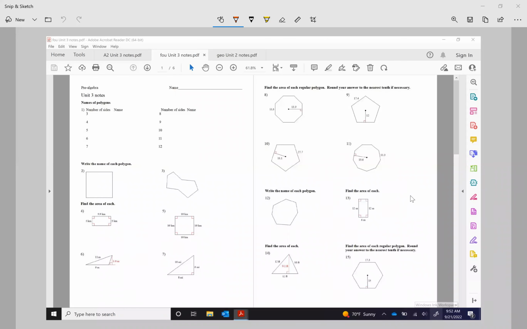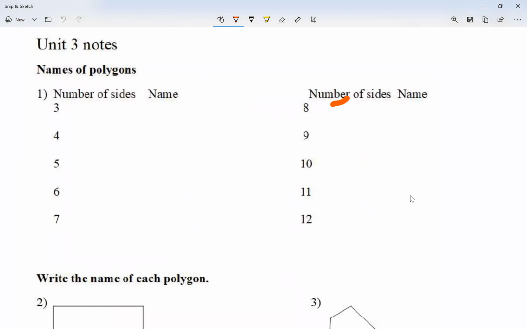All right, so for this unit, we're going to start with polygons. We're going to be looking for today. I'm going to be working questions 1 through 3. So let's take a look at the first one. Question number 1 is really not a question. Question number 1 is actually notes. We're going to be using notes in this case.